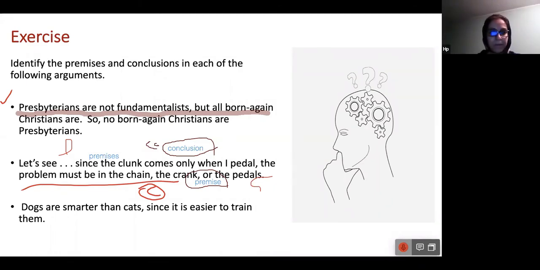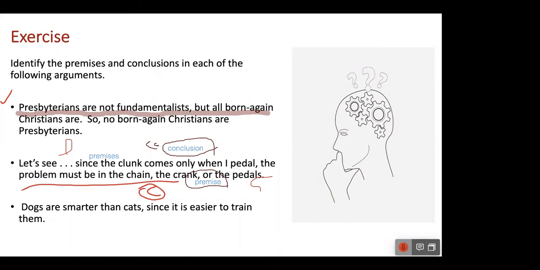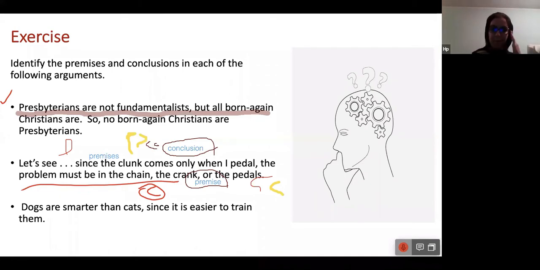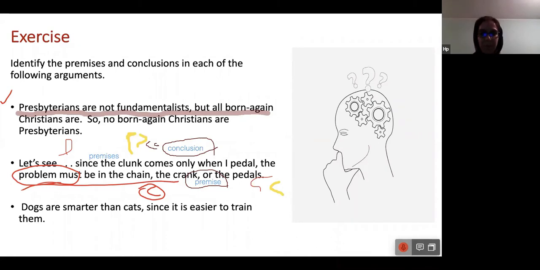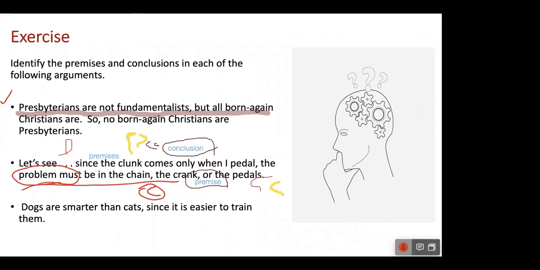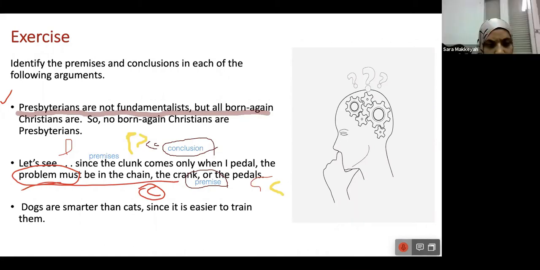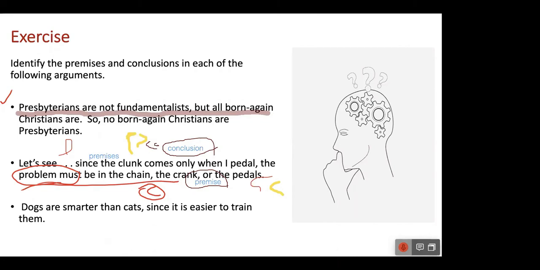What is one trying to convince somebody of? What is the narrator trying to convince? I think the narrator is trying to convince somebody of what the problem must be, right? That the problem must be the chain. That's the convincing sentence, so that's the conclusion. And they derive the conclusion from the fact that only when I pedal, I have a clunk. So the problem must be either in the chain, the crank, or the pedals.